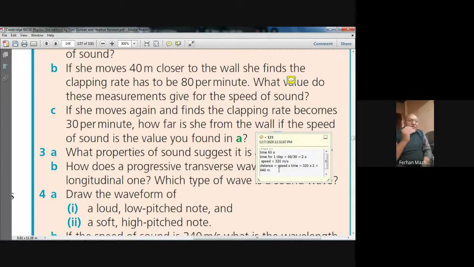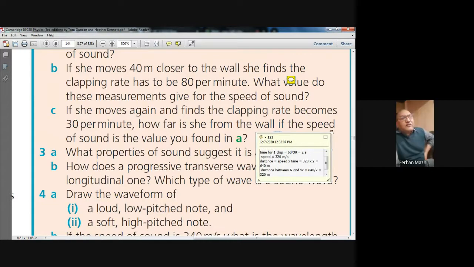So the distance between the girl and the wall will be equal to half of that. So what will be the answer? 640 divided by 2 is 320 meter. She is 320 meter away from the wall right now.